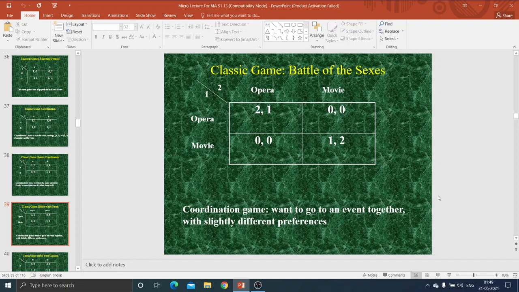So if one person goes for a movie, as I said, and the other goes to the opera, then collectively they don't gain anything. Individually maybe, I don't know, because that is not our concern in this case. If they are lovers, their utility is joined. If one person likes opera and the other likes movies, then the person who loves opera gets more utility if they go for opera, and the other person gets more utility from the movie. This is what the game tries to say. So a coordination game: they want to go to an event together, with slightly different preferences.